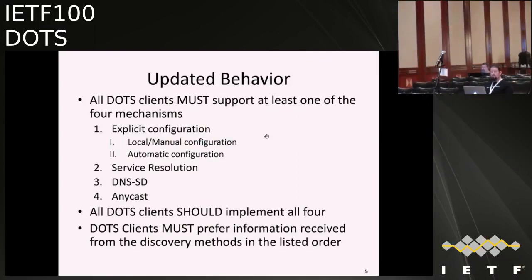I want to point out a couple of things. We anticipate that the majority of DOTS implementations for quite some time are going to be basically explicit configuration, done either manually or via some local automatic configuration mechanism. Service discovery and all this stuff is really nice, but I think we're really getting ahead of ourselves. And I also want to point out that anything that relies on DNS under DDoS attack conditions is unwise, generally speaking.